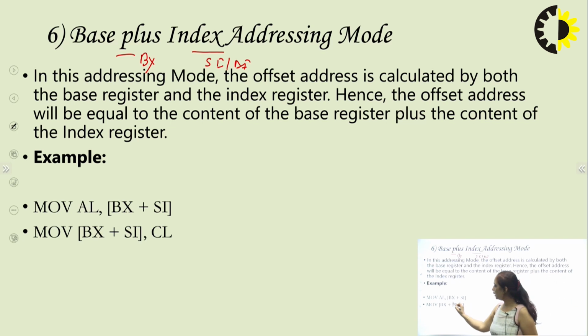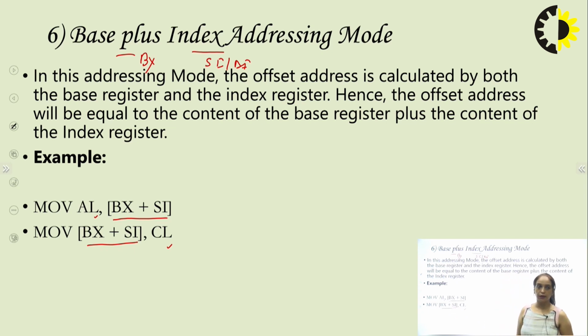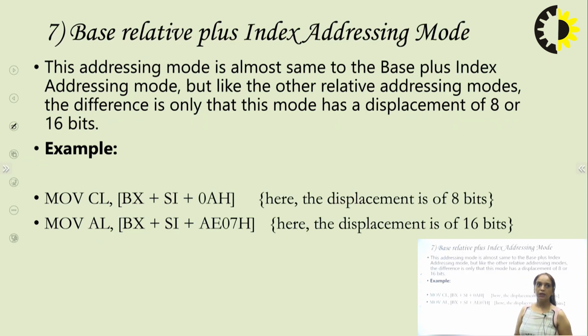For example, here your source is the sum of BX plus SI. Here your destination is the sum of BX plus SI. Whatever data is present by calculating this physical address, that byte will be moved to AL. So the byte present in this CL register will be copied to this physical address. Then base relative plus index addressing mode.